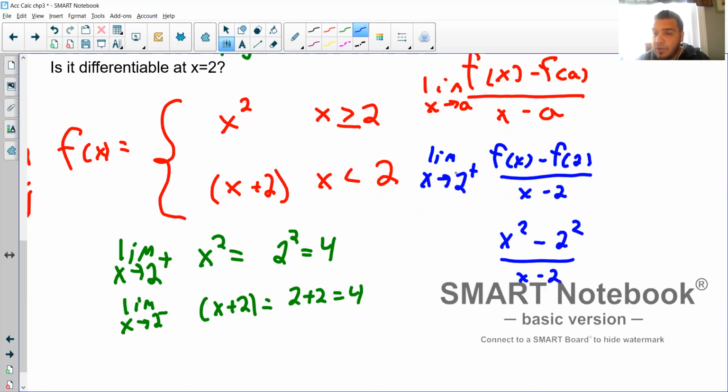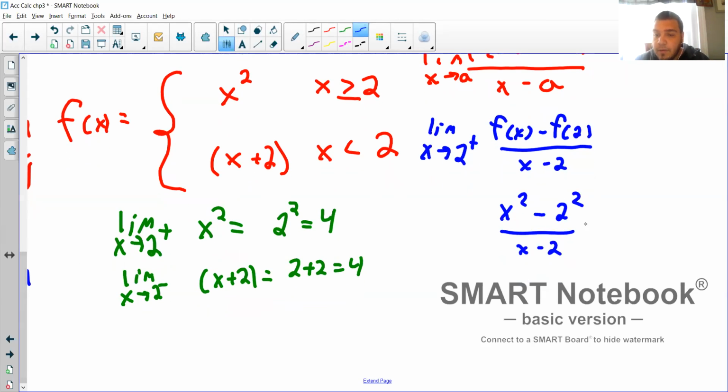Now, my goal is to make the x into a 2. If I make it a 2 right now, I will get 2 minus 2 on the bottom, which is 0, and I can't have a 0 in the denominator. So at this moment, I cannot substitute x equals 2. But on the top, I have a difference of squares. So because I have a difference of squares, I'm going to do x plus 2 times x minus 2 over x minus 2. These are the same, so I can cross them out.